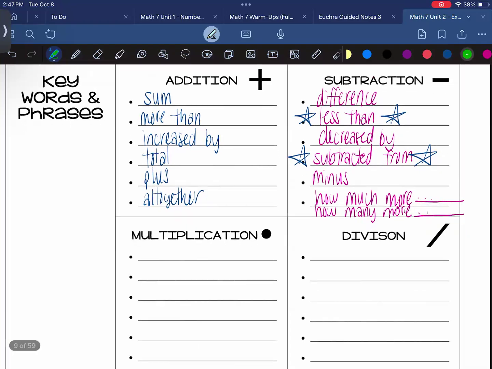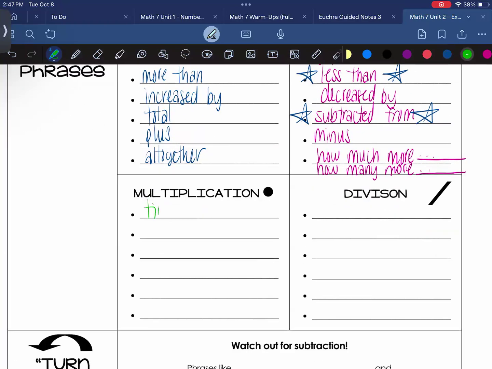All right, multiplication words, we have times, product, twice, things like double, triple, and so on, quadruple, dot, dot, dot. And then a big one that we've been seeing lately is of and per.